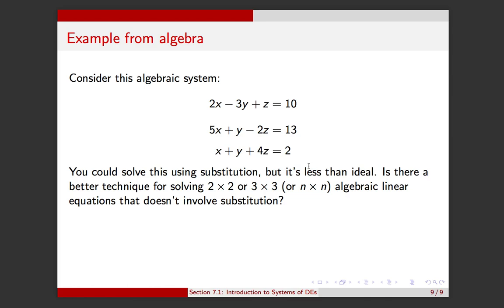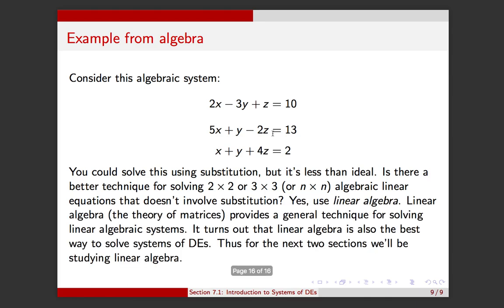So the question is, for either these algebraic systems or the differential equation systems, is there a better technique? And by better, I mean not only easier and faster, but a technique that maybe illuminates what these systems are doing, what the solutions are doing. Is there a better technique for solving algebraic linear equations that doesn't involve substitution? Right, this guy here. And the answer, again, some of you in high school saw this. If you didn't, it's fine. But the answer is yeah. Linear algebra is what you use to solve these things elegantly and quickly.